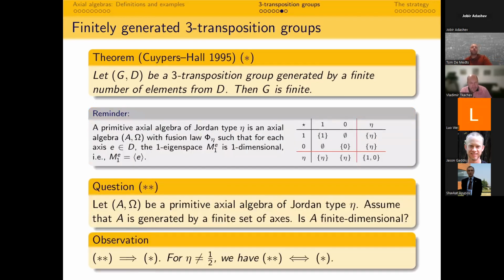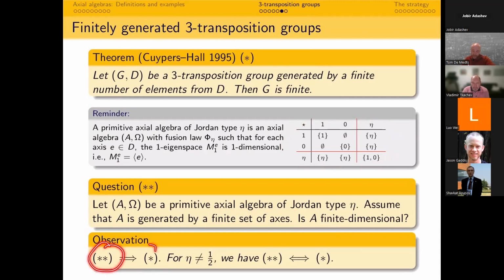So just to remind you, here is the definition again of a primitive axial algebra of Jordan type eta. This is precisely one which has this given fusion law, with all the conditions that we had before. And you can rephrase this question as follows. This is the original question of Fischer-Hall. Here is the question, double star: you take a primitive axial algebra of Jordan type, and assume that it's generated by a finite set of axes, so of idempotents. Does it follow that A is finite dimensional? That's the question.